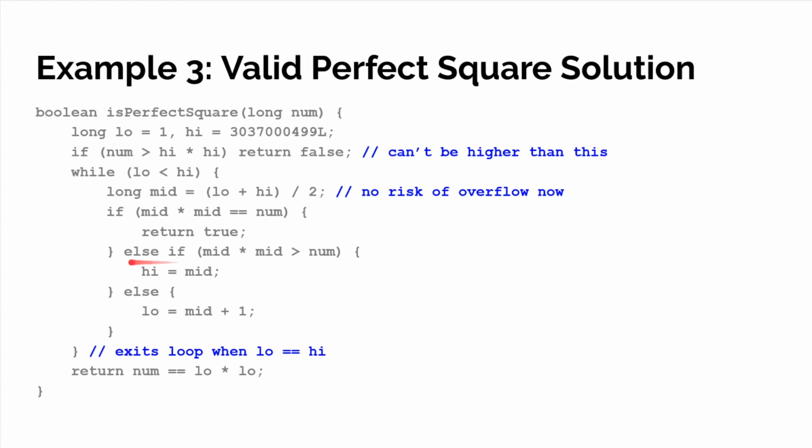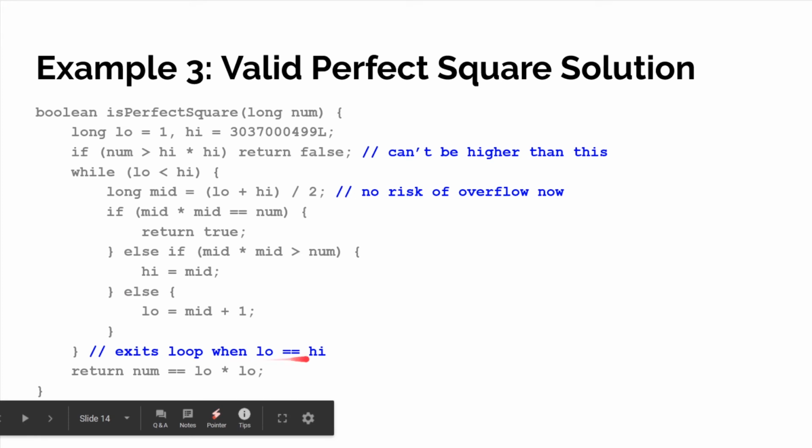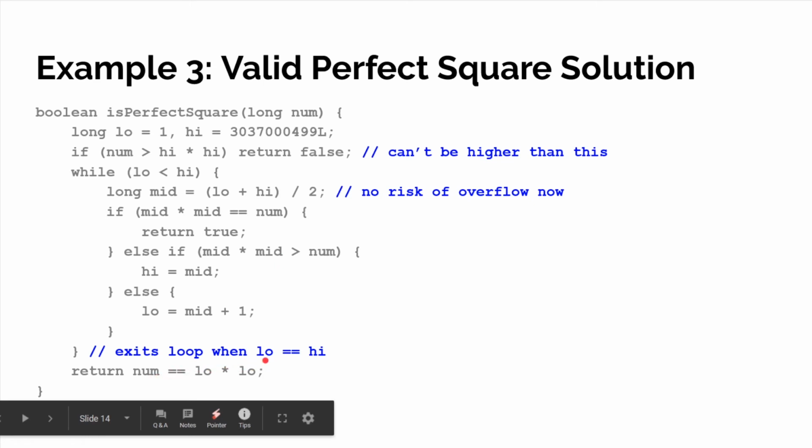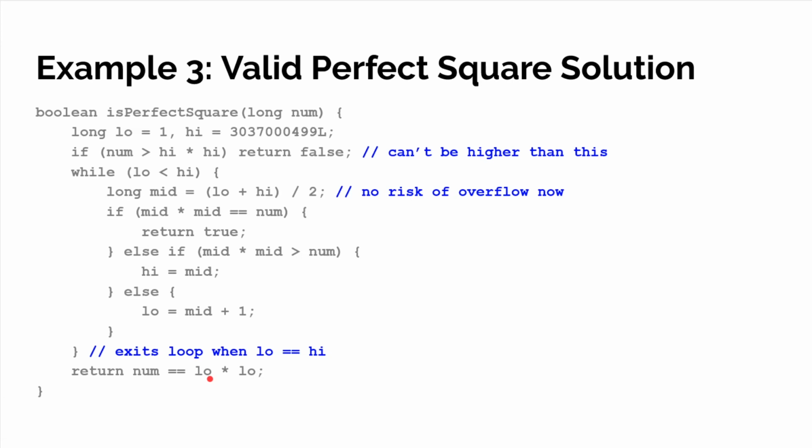So here, we're just going to, again, set high equals mid. Now this will make sure that the loop exits when low is equal to high. So when low is equal to high, we still need to check if that number actually is a perfect square or not. So we need to return if the number itself equals low times low, then that means it is going to be a perfect square. If it's not, then the only element in the range is not a perfect square, and so we can confidently say that num is not a perfect square.